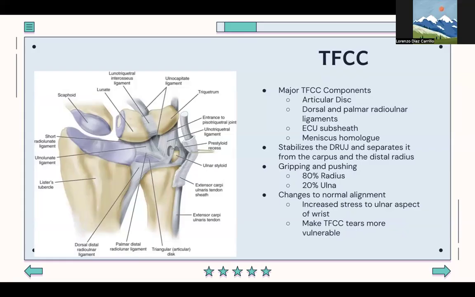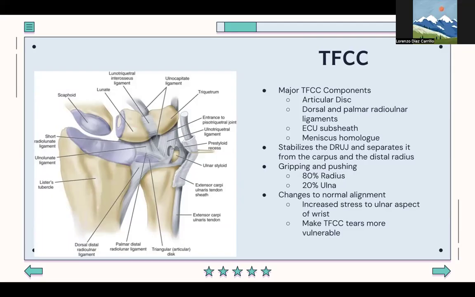So the major components of the TFCC include the articular disc, also called the triangular fibrocartilage itself, which is the central portion of the structure. This structure is avascular, meaning that it doesn't really heal very well once it's torn. So it's kind of a bit of a bummer when this is injured, just because it's going to be a bit of a lengthy process. Next, we have the dorsal and palmar radial ulnar ligaments. These help stabilize the DRUJ during rotational movements, like turning a doorknob or using a screwdriver.